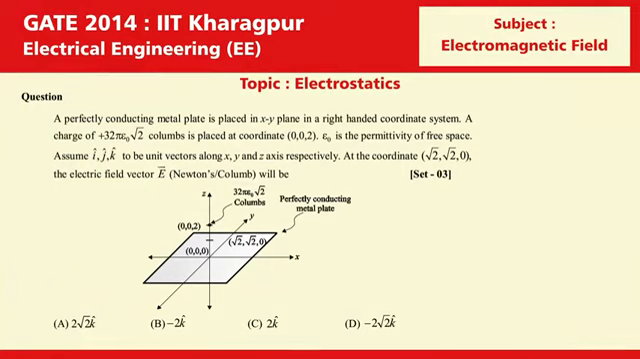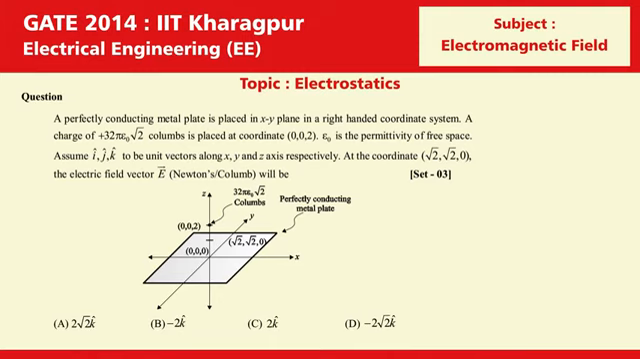This question is asked in GATE 2014 set 3. A perfectly conducting metal plate is placed in XY plane in a right hand coordinate system. A charge of 32 pi epsilon naught root 2 coulombs is placed at coordinate (0, 0, 2). Epsilon naught is the permittivity of free space. Assume i cap, j cap and k cap to be unit vectors along x, y and z axis respectively.